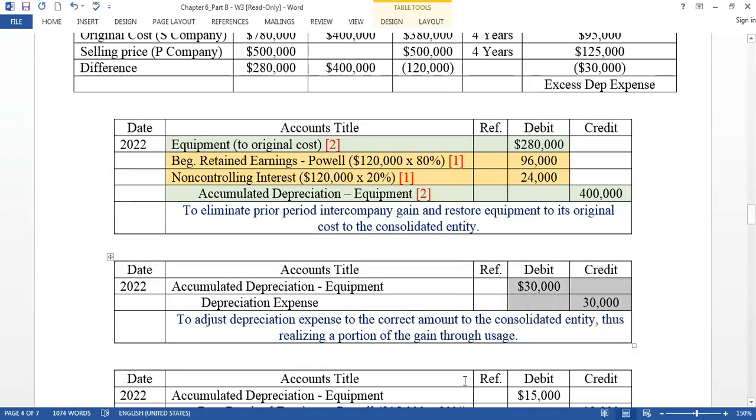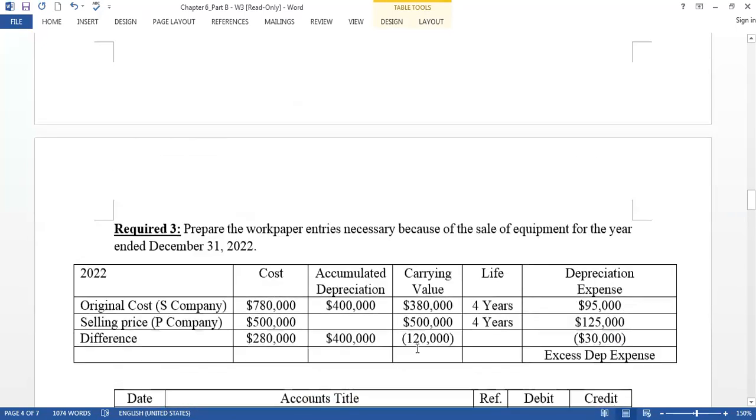This journal entry is similar for 2022, but with the full amount. Okay. Now for 2022, you have to do some additional journal entry. Which one is the additional? This one.